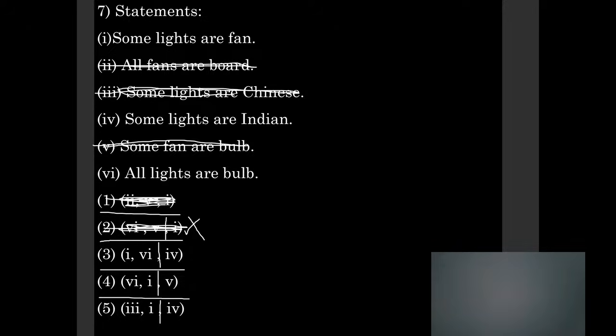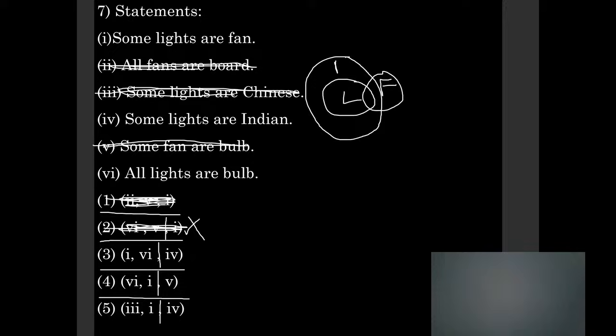So in 1, 6, and 4, first you should take the first one. I'm speaking about the third option, first one. Try to draw the diagram for the first one. Some lights are fan. Next, the sixth one, all lights are bulb. So I'm taking bulb here. Now from these two, the fourth one should follow. The fourth one says that some lights are Indian. As we don't have any Indian in our diagram, the third one is also wrong. Next, you should take the fourth one.